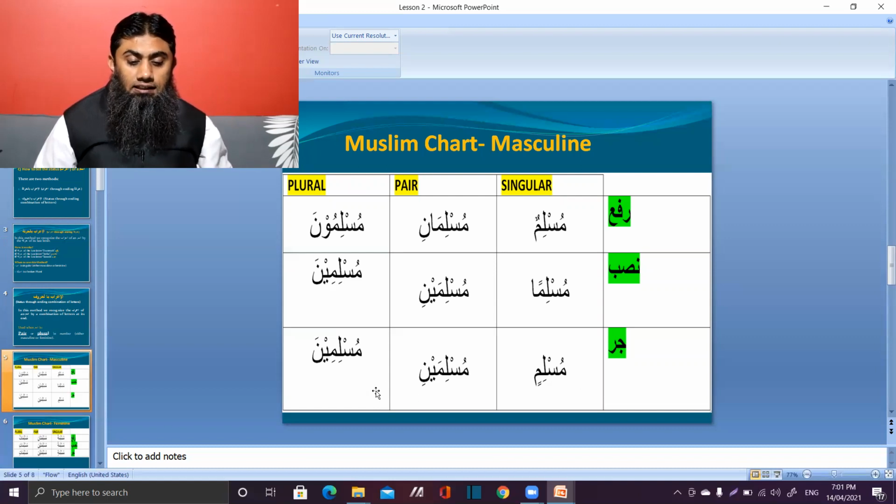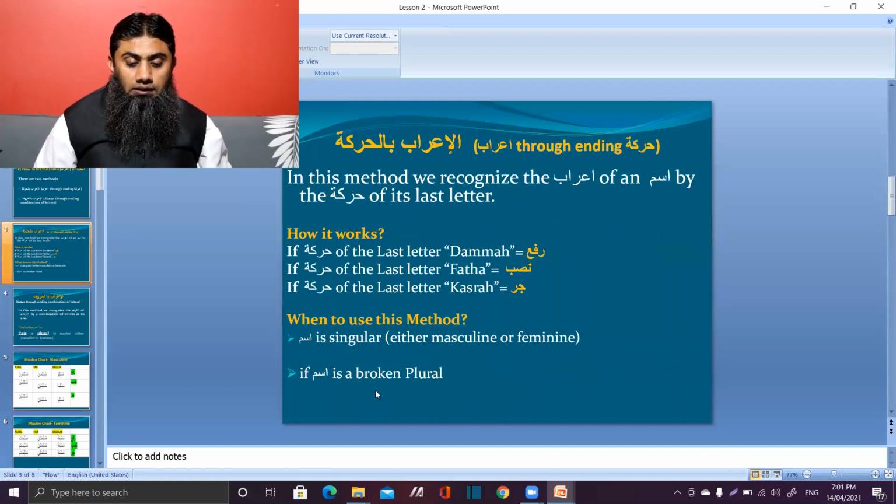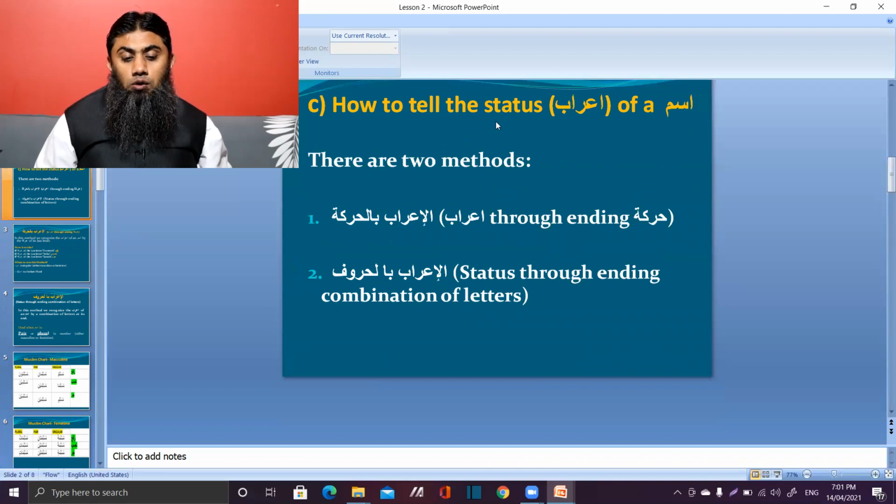So one more time I show you. You see, we said how to tell the status. We learned that there are two methods to tell the status. Method number one is the haraka method, and method number two is the huruf method.